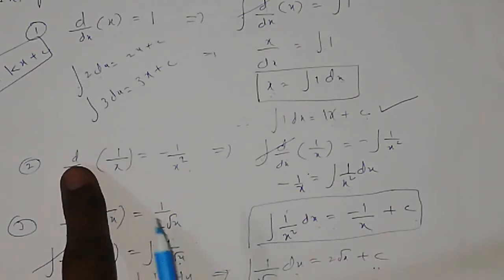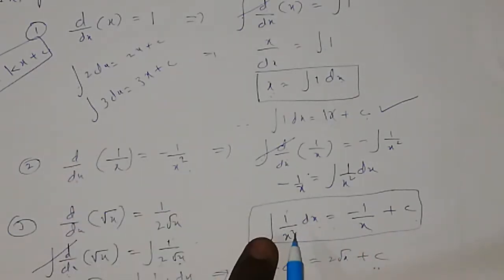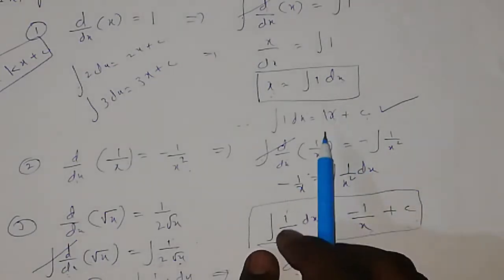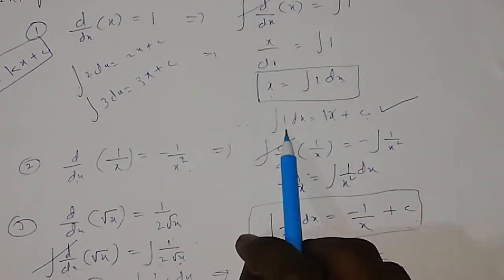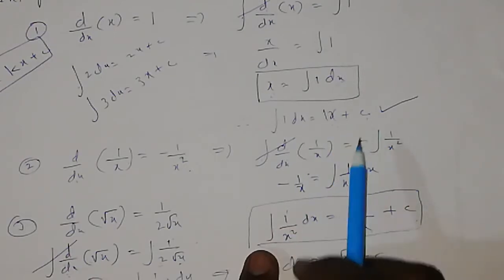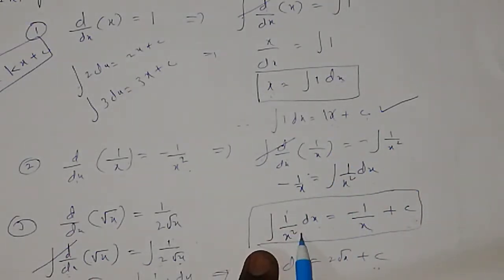d by dx of 1 by x means minus 1 by x square. Integration of 1 by x square dx is equal to minus 1 by x plus c. This is the second formula. So you have to remember once: integration of 1 dx is equal to 1x plus c, and integration of 1 by x square dx is equal to minus 1 by x plus c. This is the second form.